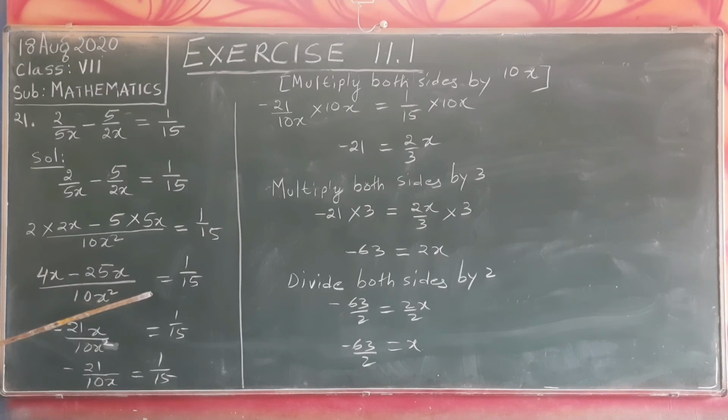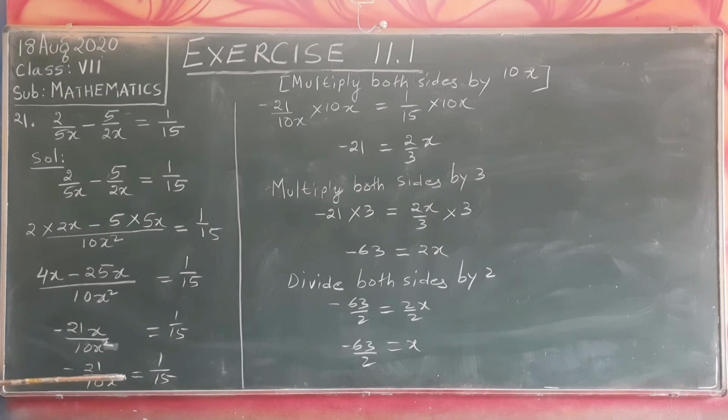The right hand side keep as it is. Now the next step we get what? Minus 21x upon 10x square is equal to 1 upon 15. Now in the second last step you can see there, x and x square. When you cancel it, the numerator x is gone and we get what? Only the denominator x will remain. So minus 21 upon 10x we get is equal to 1 upon 15 as it is.